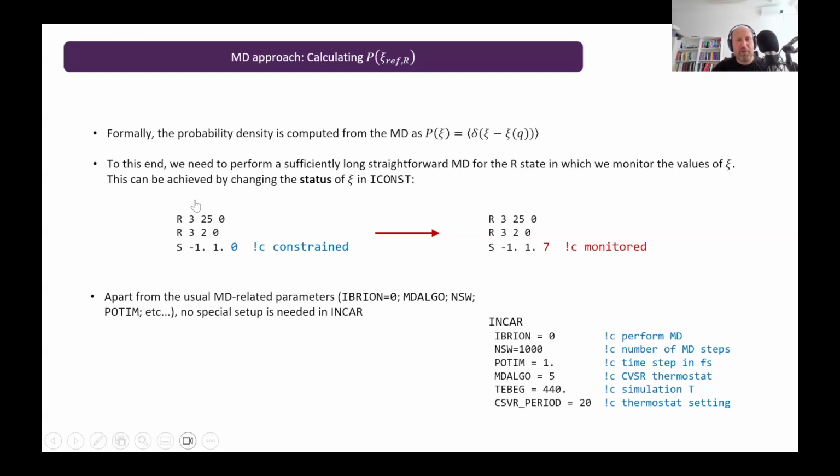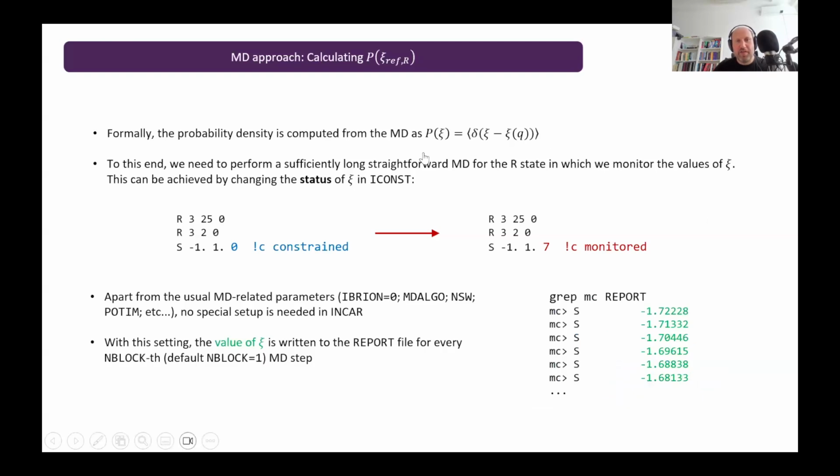This can be achieved as follows. We use the same ICONST file as in our slow growth simulation, but we need to change the status from 0 to 7, by which we tell the program to monitor the coordinate rather than to constrain it. With the status 7 setting, all VASP does is print the value of the coordinate in the report file, but it doesn't manipulate the coordinate or the system in any other way. So nothing special needs to be defined in the INCAR file. This is just the common molecular dynamics setting, the same as we used in previous calculations.